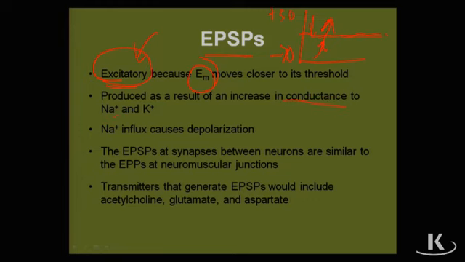Excitatory postsynaptic potentials are the same as I push the car, I push the car, I push the car. I finally get it to the top of the hill, moving it up towards its threshold at which it will spontaneously roll down the hill. What happens is you get more conductance to sodium. Sodium is positive, so it makes the inside more positive. Now, these excitatory postsynaptic potentials are the same as end plate potentials. It's the same concept: repetitive stimulation brings you close to depolarization.